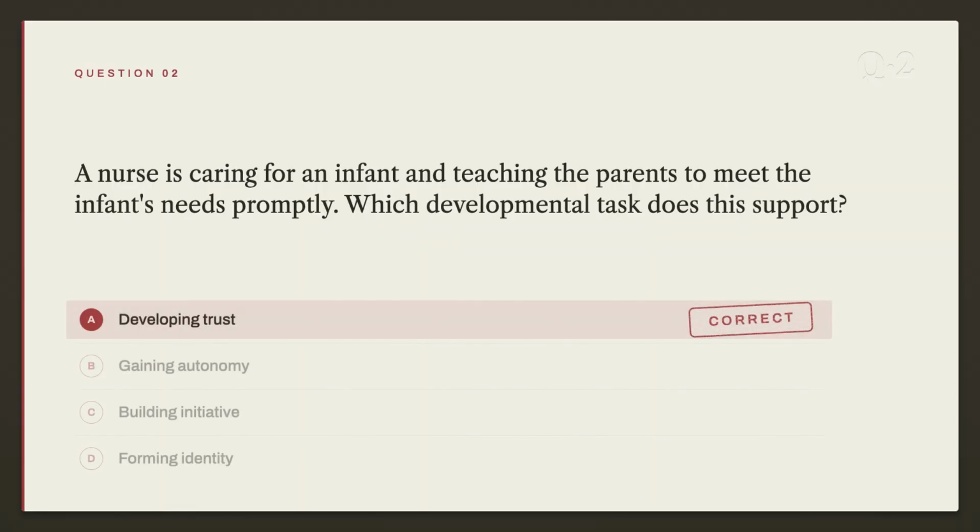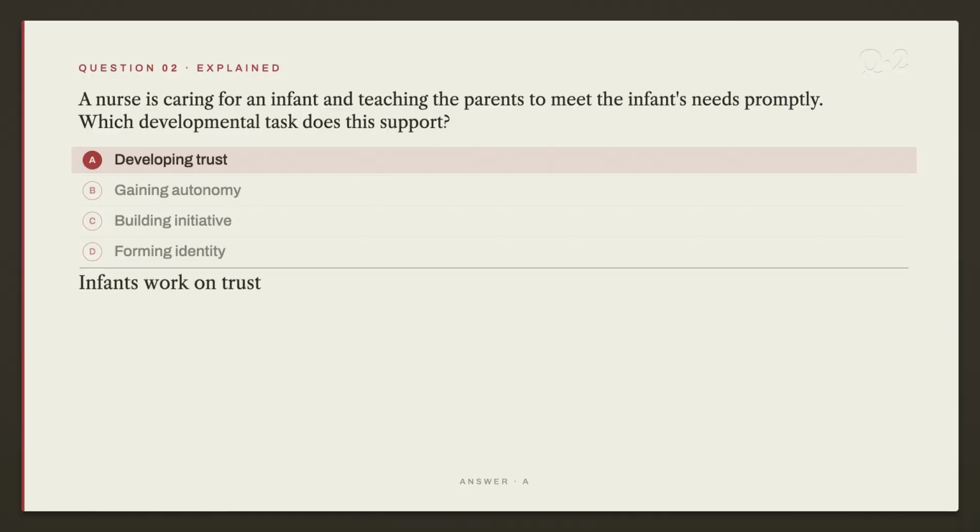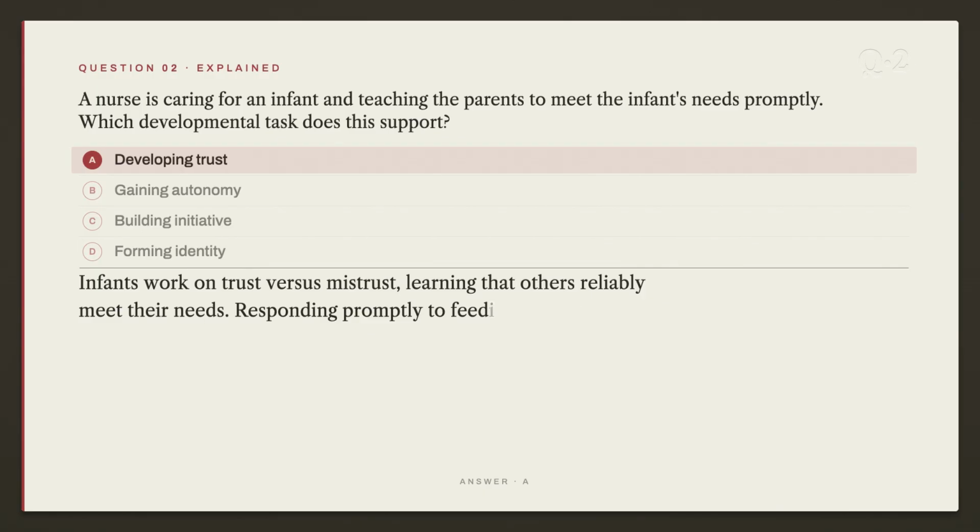The correct answer is A. Developing trust. A is correct because infants work on trust versus mistrust, learning that others reliably meet their needs. Responding promptly to feeding and comfort helps the infant develop a basic sense of trust.